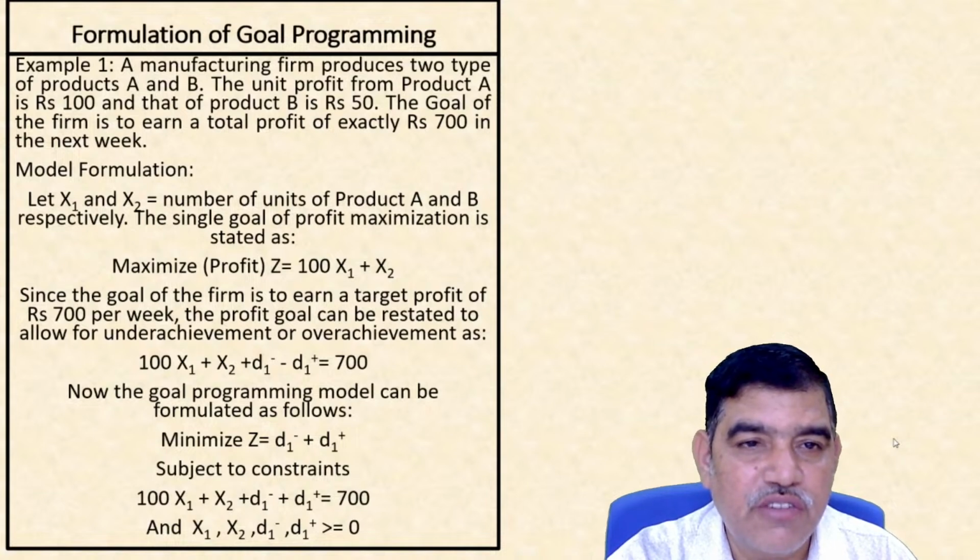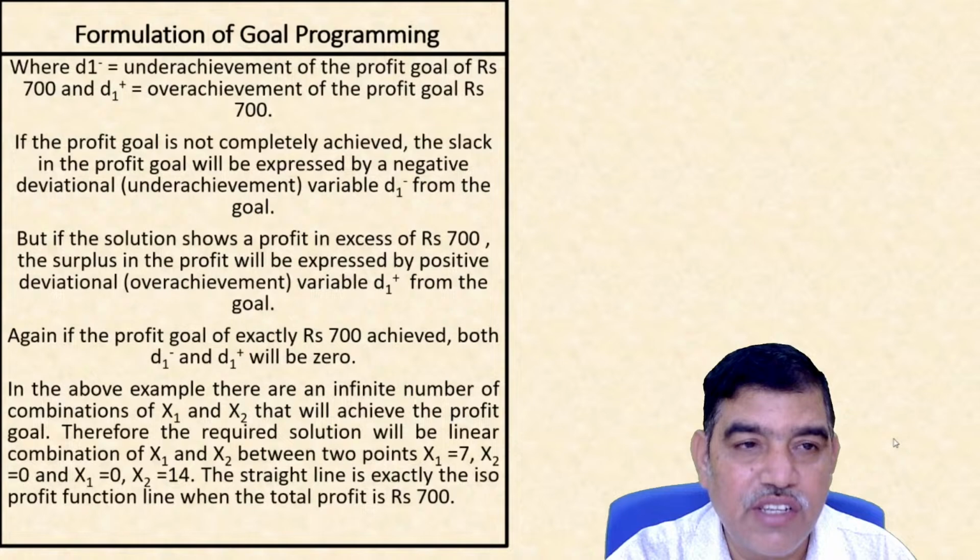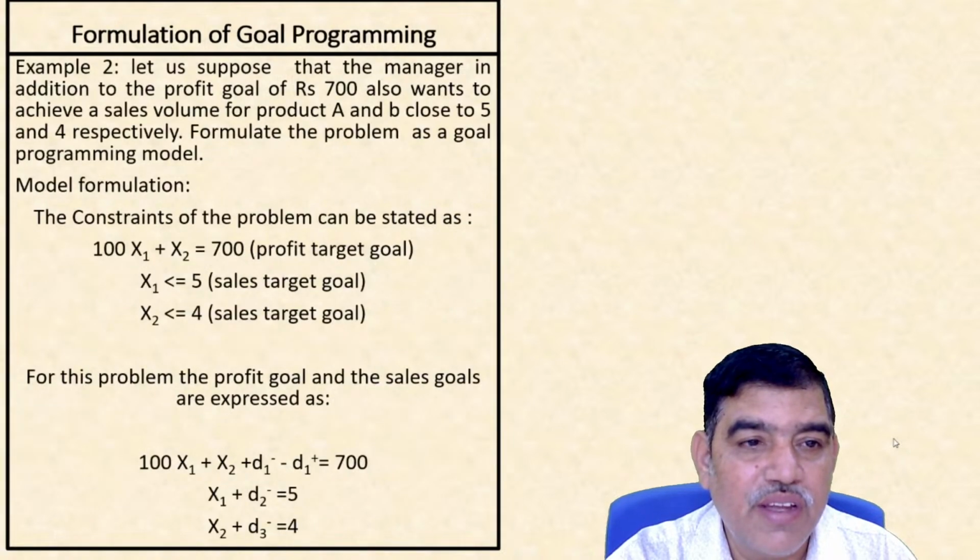The first example is a manufacturing firm producing two types of products, A and B. That is the single goal example, so I write one goal equation: 100x1 plus x2 plus d1 negative minus d1 positive equal to 700. In example 2, multiple goals are there. That's why two constraints are added here: x1 less than or equal to 5 and x2 less than or equal to 4. That is the sales target goal.